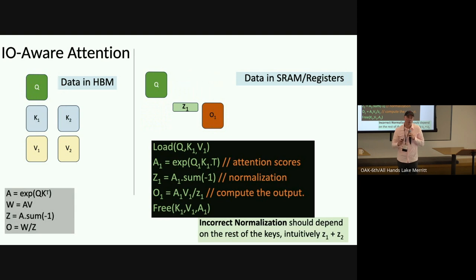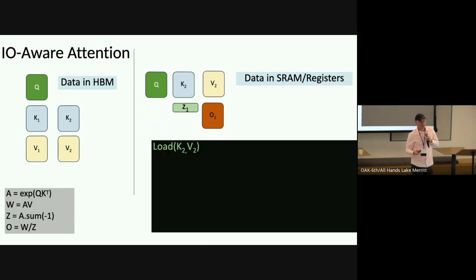Now, one thing there should worry you. The normalization for the output is actually wrong. The reason it's wrong is it hasn't seen the other values in the softmax, the other parts of the denominator, because those exist only in K after you've done the dot product of Q and K. So this output is wrong right now, but we're going to fix it up in just a second.